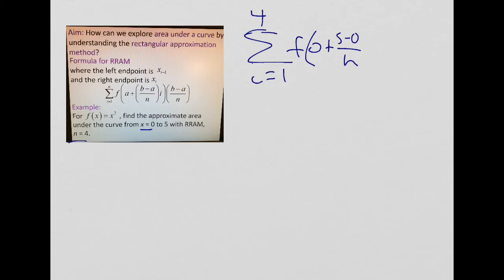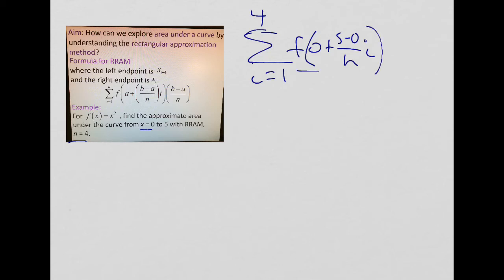Okay, so we're going to rewrite this summation. I is 1, that's for your first count of your rectangle, and there's supposed to be 4 rectangles in our example. That's the only time you actually substitute the number 4 is here. So now we have our function of something. Luckily, a is 0, and b minus a over n we actually want to keep in terms of n. So it would be 5 minus 0 over n times I.